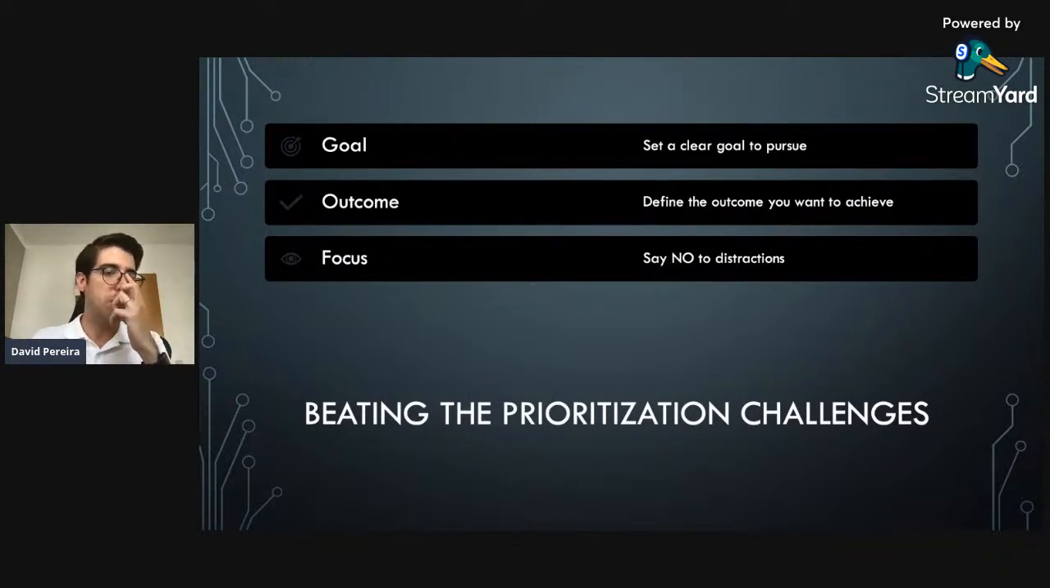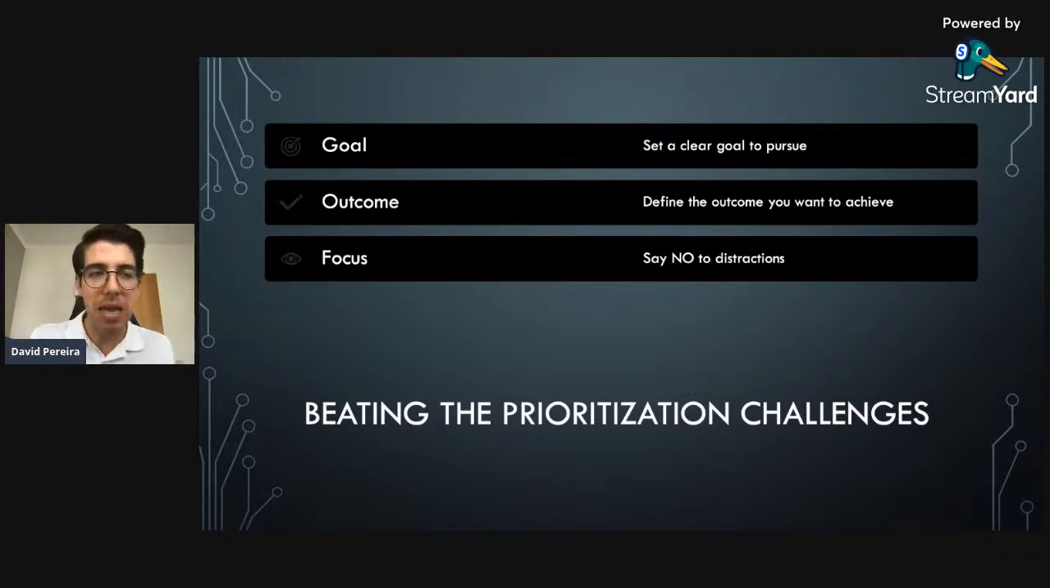And then you can look at me and say, okay, but how do we prioritize? I like starting by removing. So everything starts with the goal, and then the outcome you want to achieve. And then you say no to everything that doesn't lead to the goal. But still, you may have a lot on the table. And then how do you prioritize what you have on the table?